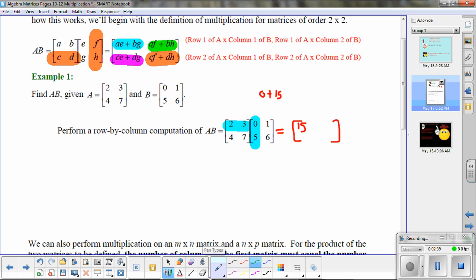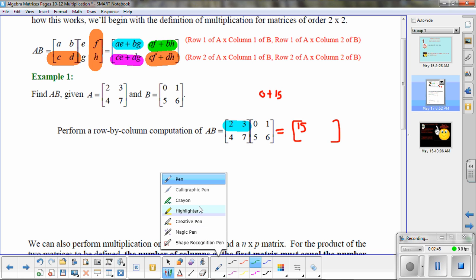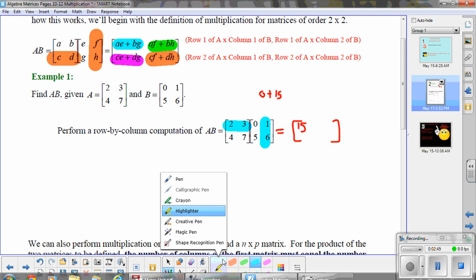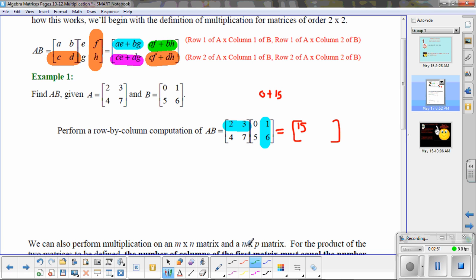Now let's move on to first row, second column. Two times 1 is 2, and then 3 times 6 is 18. 2 plus 18 is 20. So first row, second column is going to be 20.